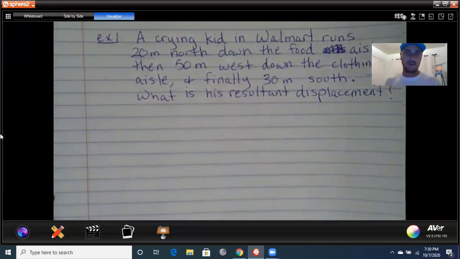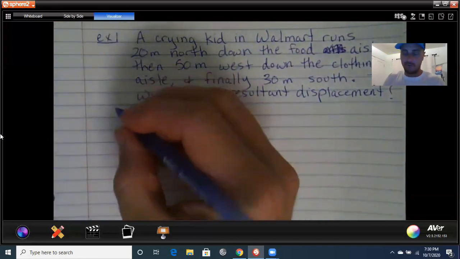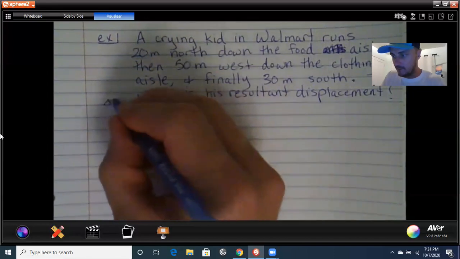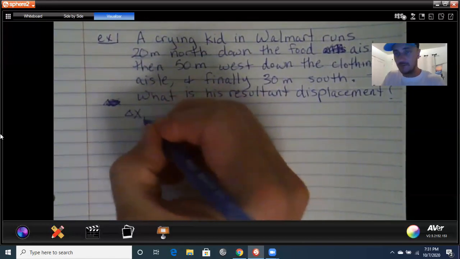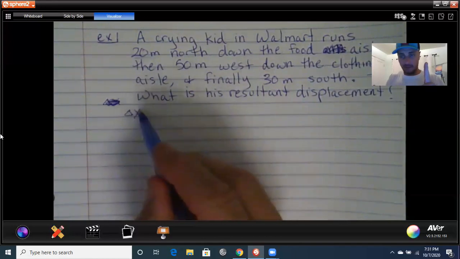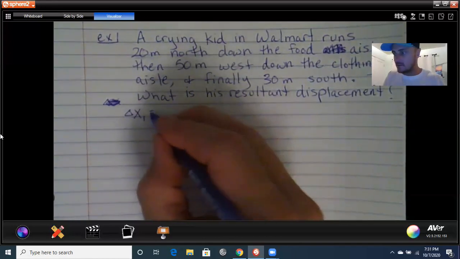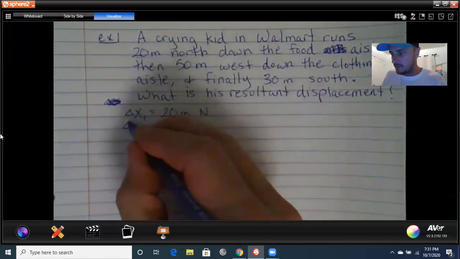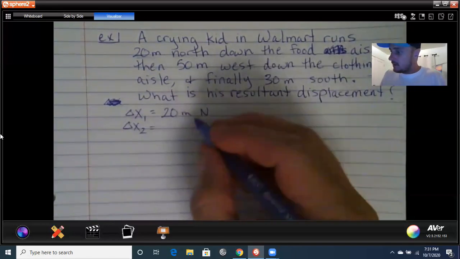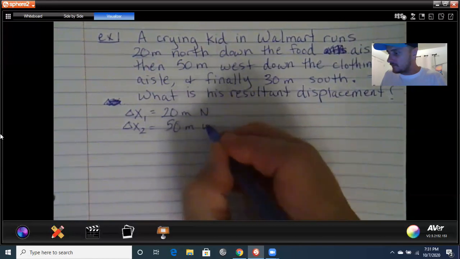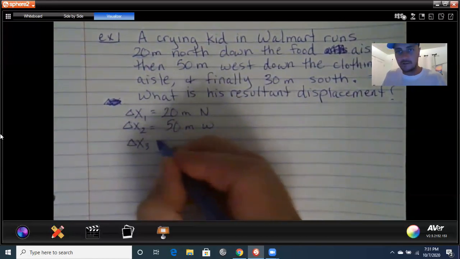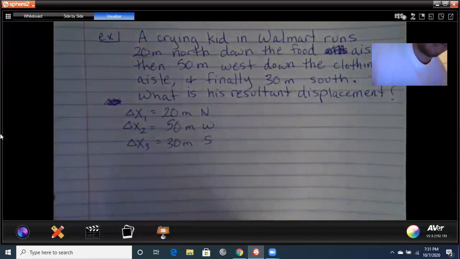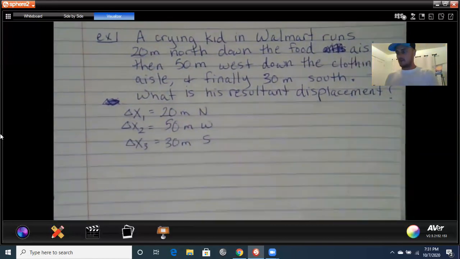That's always the first thing you want to do. Actually, maybe even before that, this is up to you. If you don't want to do this, then you don't have to, but I'm going to do it for this first problem. My first displacement, my delta x1, because that's displacement, right? My delta x1 is 20 meters north. My delta x2 is 50 meters west, and this just helps you to organize your thoughts. 30 meters south. Okay?